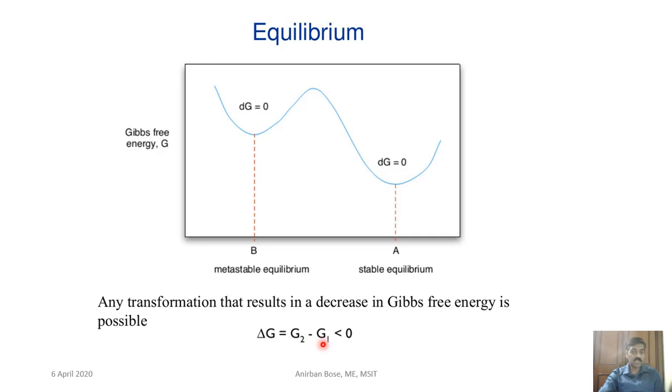Okay, so this is the spontaneous process. For any spontaneous process, the change of free energy, that means final minus initial, is always a negative quantity. So this is the basic information that we have to know, because in transformation this has a big role.